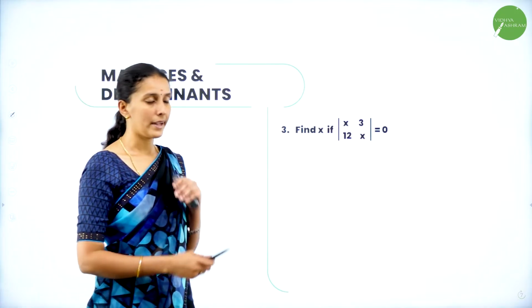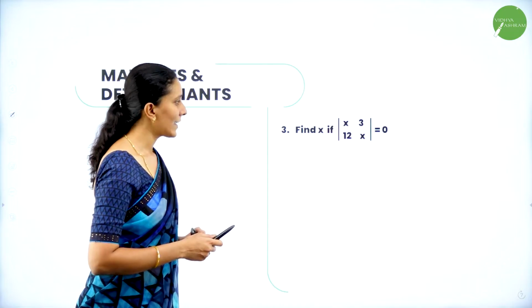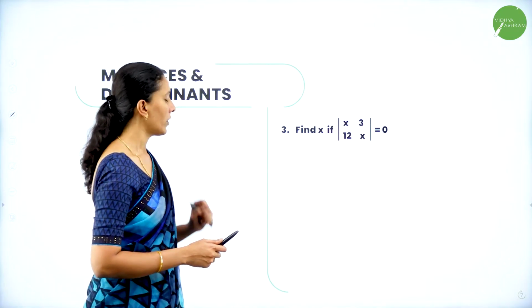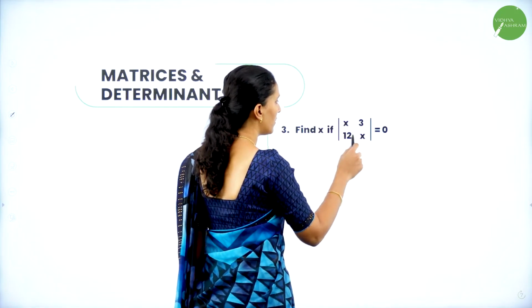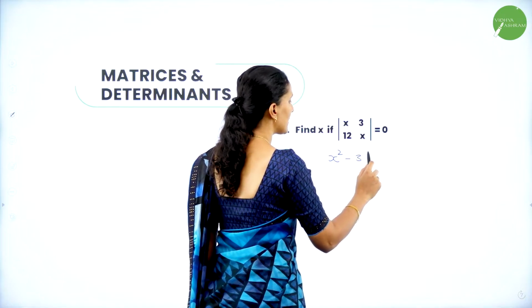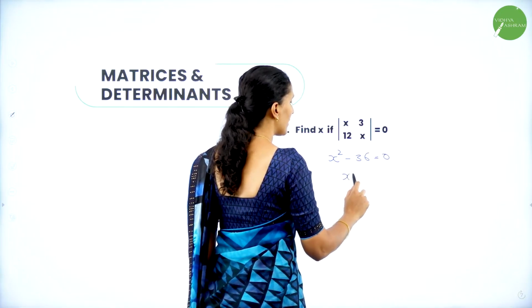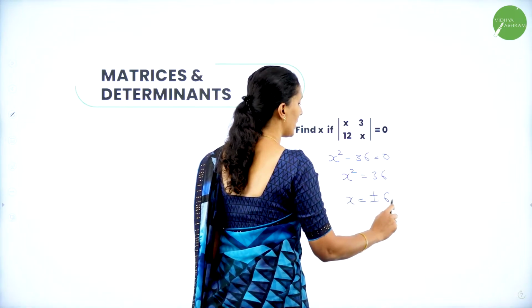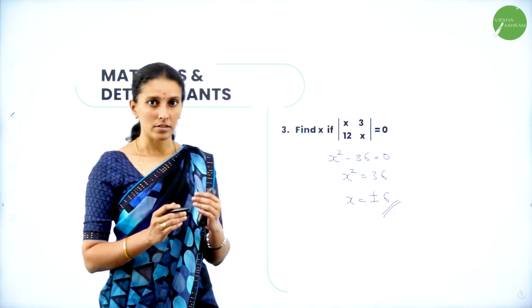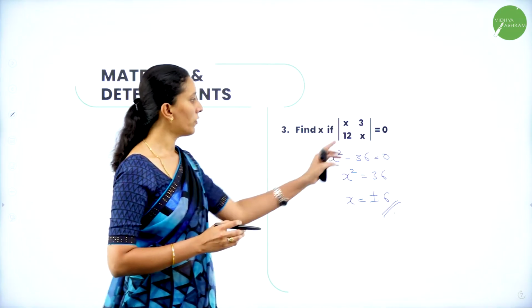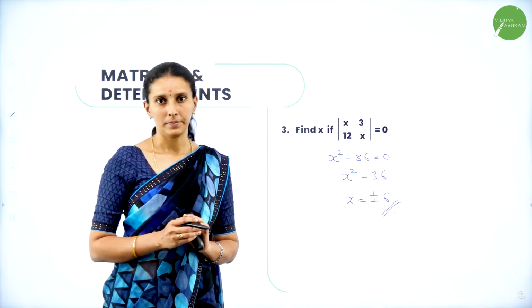Next, we are taking the same type of question. Find x if the determinant with rows x, 3 and 12, x is equal to 0. So, here I can write the value of the determinant: x square minus 36 is equal to 0. X square is equal to 36, x is equal to plus or minus 6. So, this is how we can calculate the unknown variable with the help of the given number.